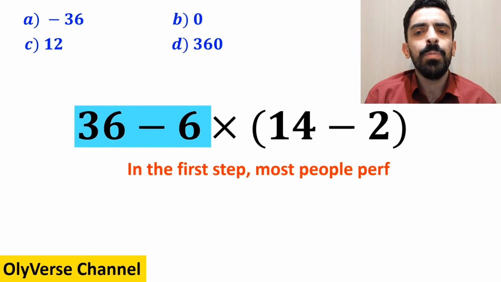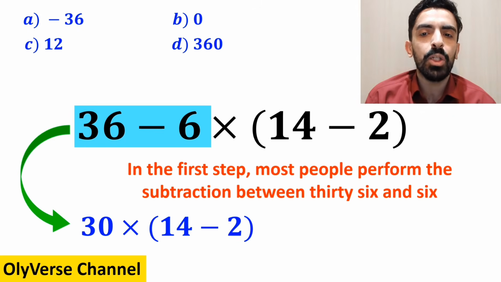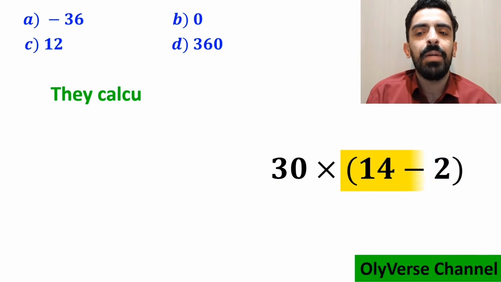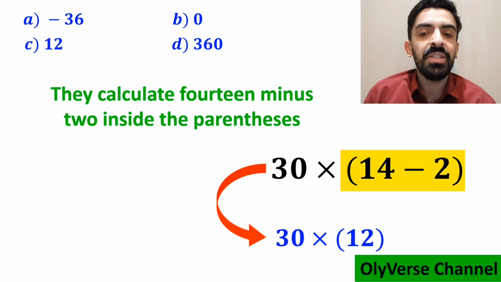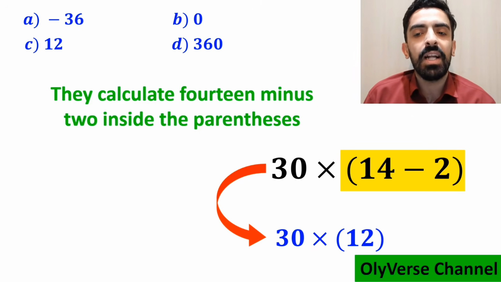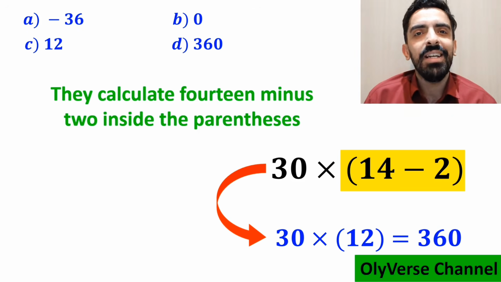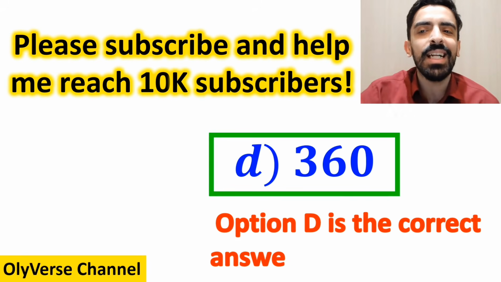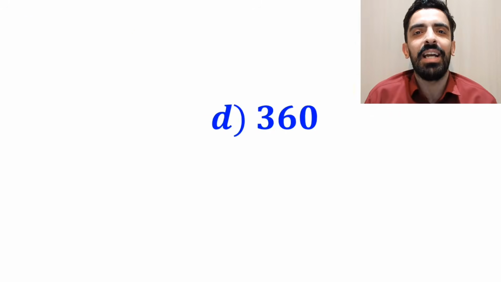In the first step, most people perform the subtraction between 36 and 6, which I have highlighted in blue. So, this expression simplified to 30 multiplied by 14 minus 2 inside the parentheses. In the next step, they calculate 14 minus 2 inside the parentheses, which becomes 30 multiplied by 12. And finally, the value of this expression must be equal to 360. Then, without any hesitation, they quickly say that option D is the correct answer to this question. However, it's not the correct answer to this question.